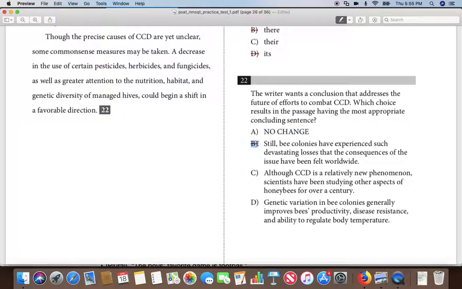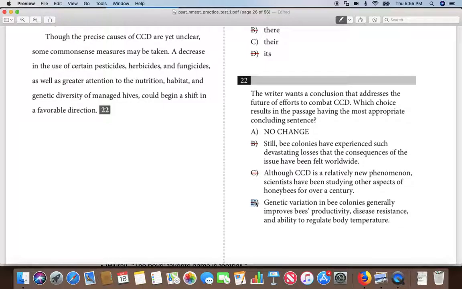Good. What about answer choice C? Although CCD is a relatively new phenomenon, scientists have been studying other aspects of honeybees for over a century. Does that address future efforts to combat CCD? No. Nope. Okay, great. Answer choice D. Go ahead and read that for me, please. Genetic variation in bee colonies generally improves bees' productivity, disease resistance, and ability to regulate body temperature. Okay, does that address the future of efforts to combat CCD? No. No, it does not.